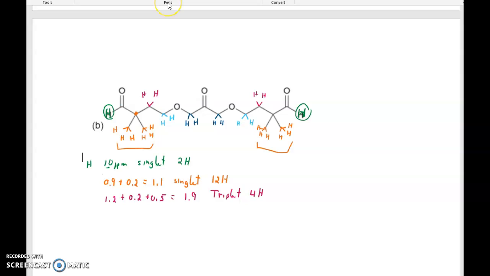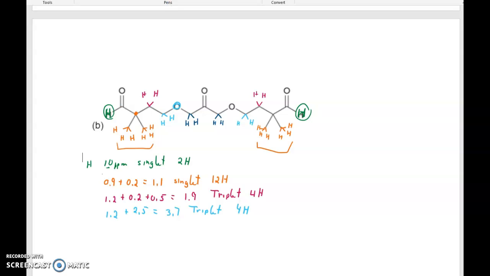The blue, they're methylene, so they start as 1.2. They are right next to this oxygen right here, and so we'll have to add 2.5, and we'll expect to find them shifted down to 3.7. They will be a triplet as well because they're being split by the pink ones, and there are 4 of them.